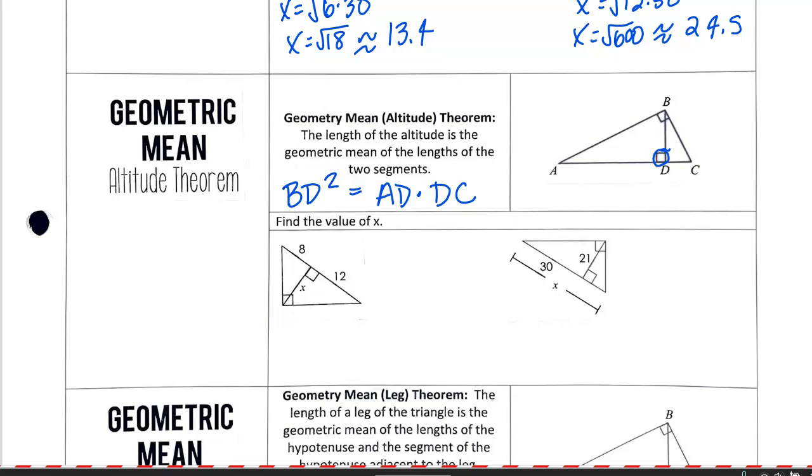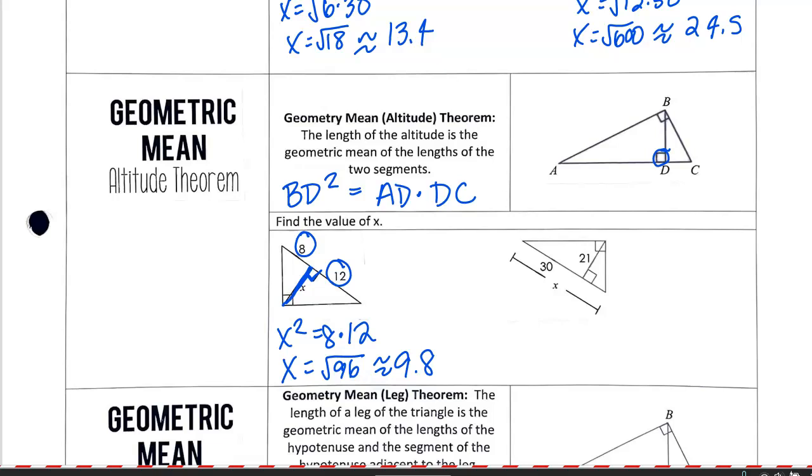So let's look at our examples. We want to find the value of x, which is our altitude. So you'll see that our altitude goes here. We know that's an altitude because it creates that 90-degree angle. That means that these are our two pieces. Okay, so x squared equals 8 times 12. And that means that x equals the square root of 96, and that is 9.8, about.